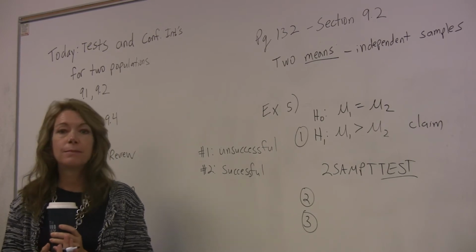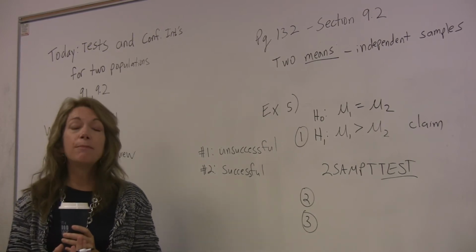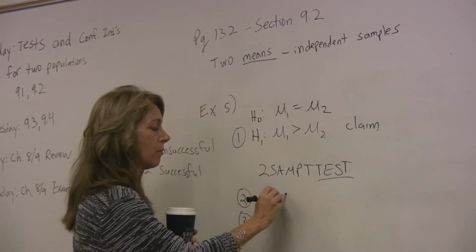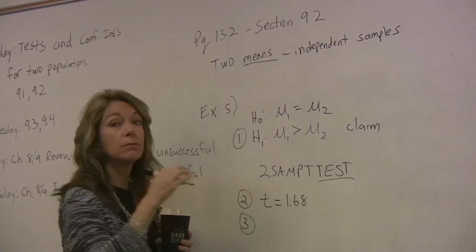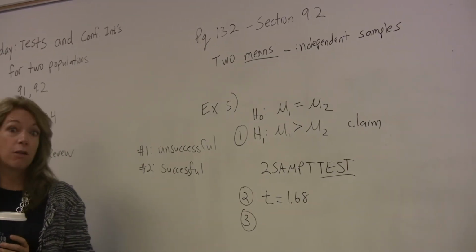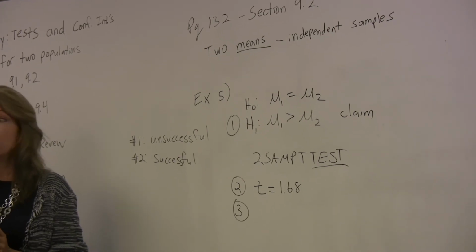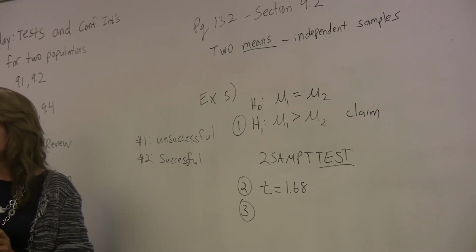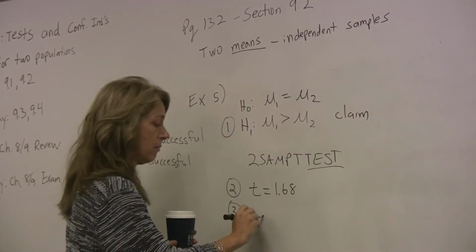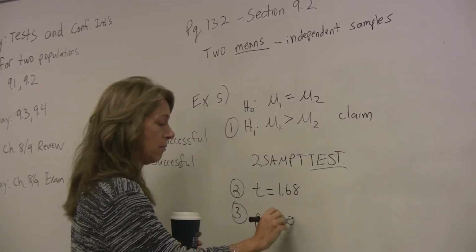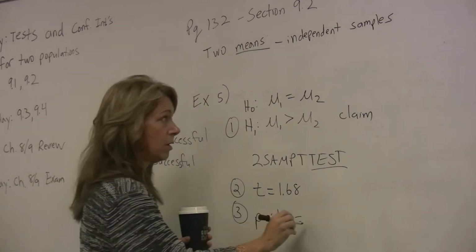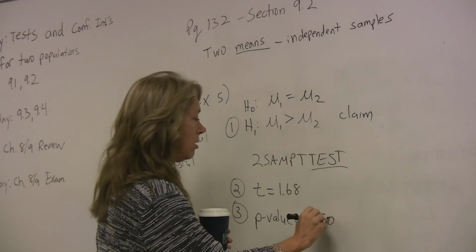Would step 2 just be the T? Yeah, step 2 is the test statistic, which is the T, 1.68. And then would step 3 be P? Step 3 is the p-value or the critical values. We've only been doing p-values mostly. Did we agree with Kirsty's T? Yeah. And the p-value? 0.0504, which is equal to our alpha.